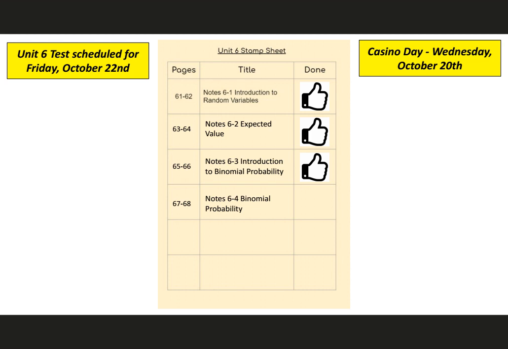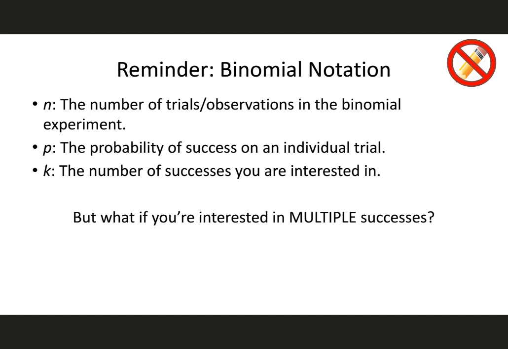All right, here's the video for note 6-4, binomial probability. Just as a reminder, in binomial notation, n describes the number of trials or observations in the binomial experiment, p represents the probability of success on an individual trial, and k represents the number of successes you are interested in. But what if you're interested in multiple successes?